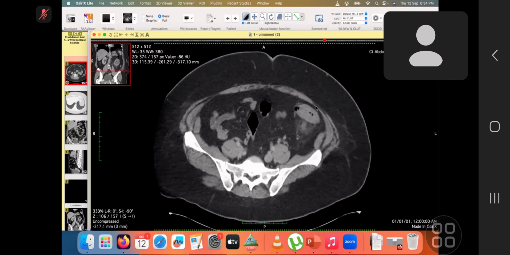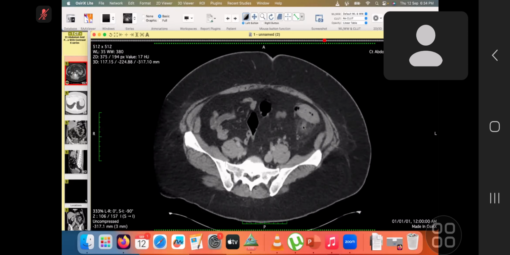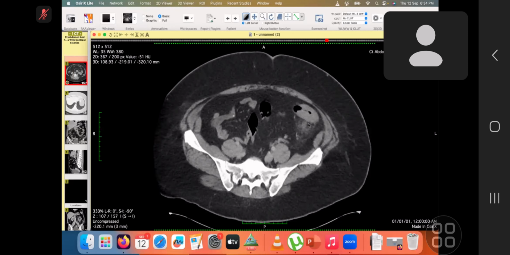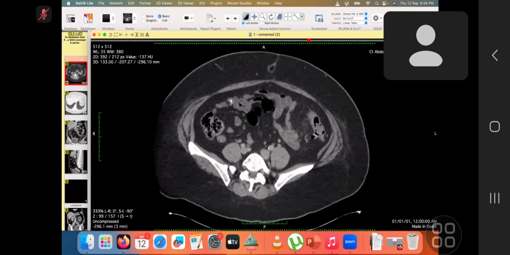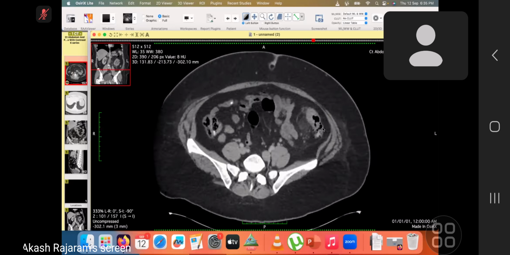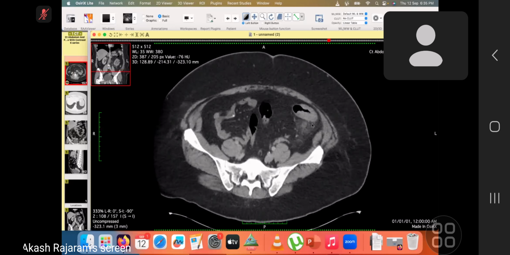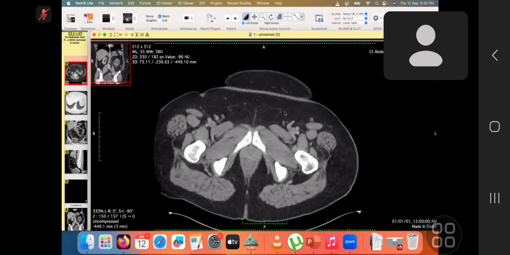And arising from the distal descending colon, there does appear to be a small gas-filled diverticula with surrounding stranding. So I think these appearances do represent acute descending colon diverticulitis. I don't see any evidence of perforation. There's no free gas. I'm just reviewing the remainder of the images to see if I can see any other abnormality.